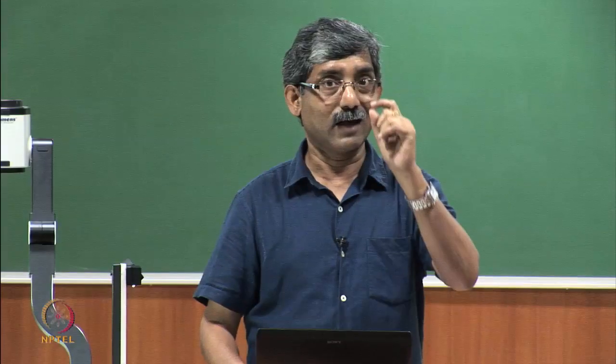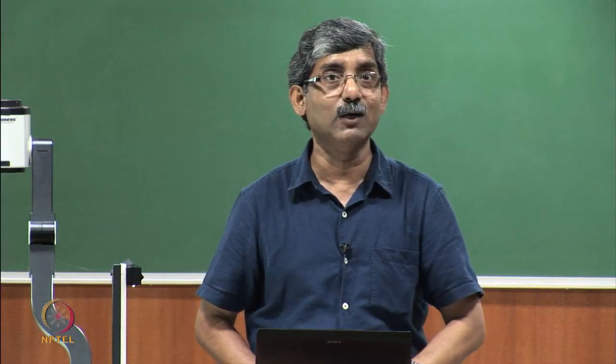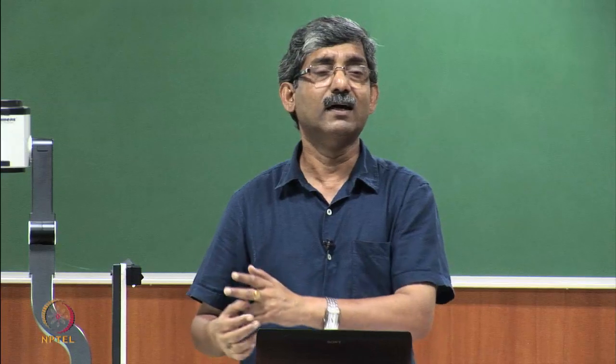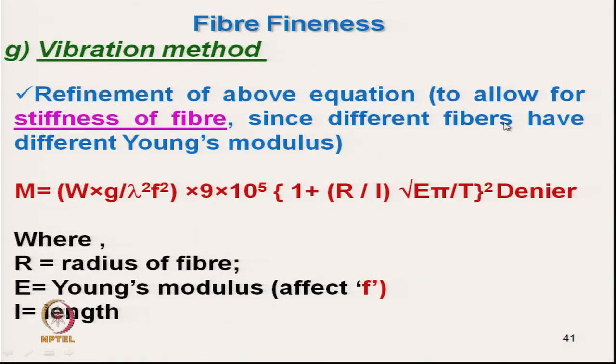If our idea is to measure the mass per unit length, but it changes with the Young's modulus, then we will get a wrong result. So, to counteract this, a modified refined formula is used, considering the Young's modulus. If we take the Young's modulus into account, then we will get the corrected mass per unit length, which is the fineness of the fiber.